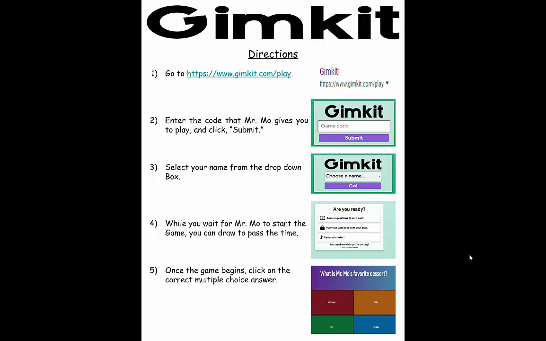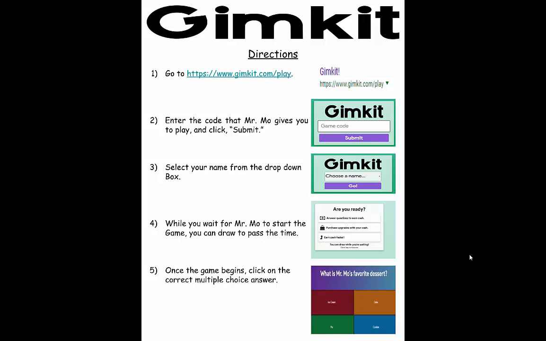Second, what's great about Gimkit is that the teacher in Kahoot has to move the question one at a time, but with Gimkit, students can answer the questions at their own pace. So some students may get through 40 questions in a 15-minute session, where other kids may only get through 20, but you as the teacher don't have to prompt the questions, so you can move around the room and see how the progress is going along.